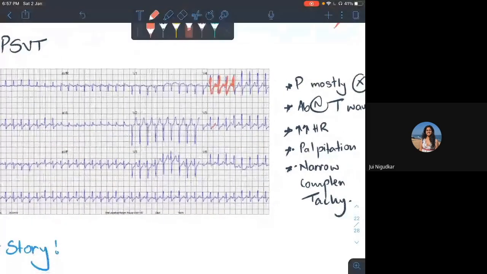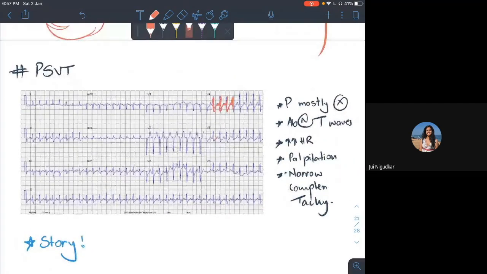The heart rate is extremely increased, the person has palpitations, and it's a narrow complex tachycardia. So the QRS complex is within three small blocks. So it's not broad complex. Always remember that a narrow complex tachycardia is always better than a wide complex, because wide complex indicates some sort of tract involvement or ventricular involvement, and any ventricular involvement is bad.